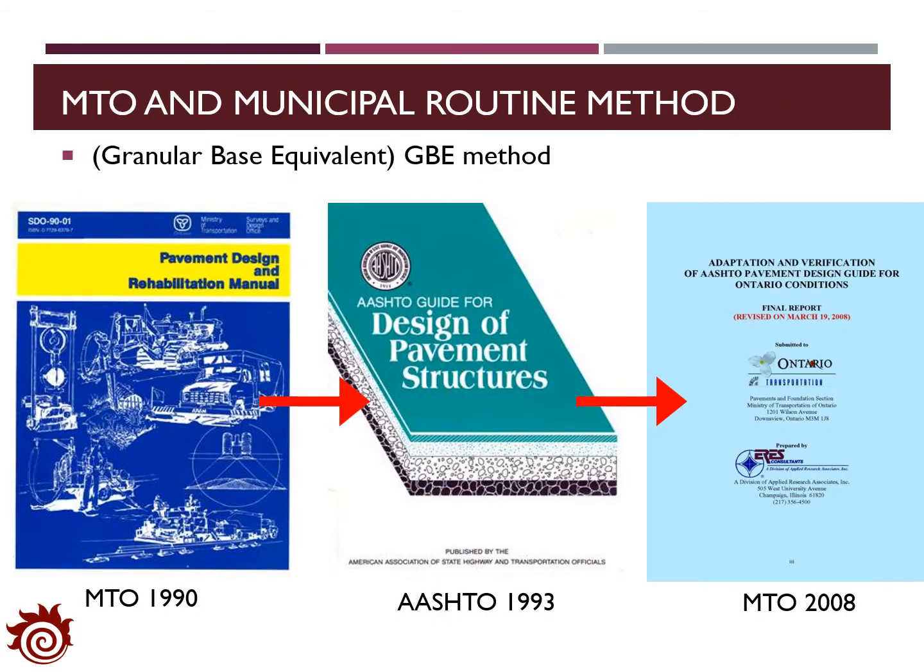In this lecture, we will first introduce the Ontario Ministry of Transportation (MTO) Municipal Routine Method, which is also called the MTO 1990 method. We also define this method as the granular-based equivalent method, which is the GBE method. The MTO has adapted the MTO 1990 method with the AASHTO 1993 method and calibrated the integrated model to generate a new method, the MTO 2008 method, and this method has been widely applied for the design of roads in Ontario currently.